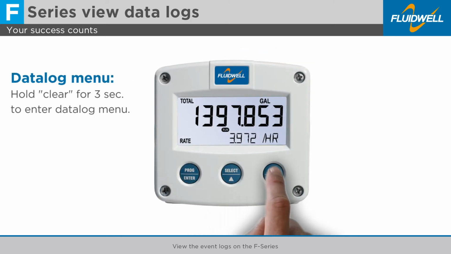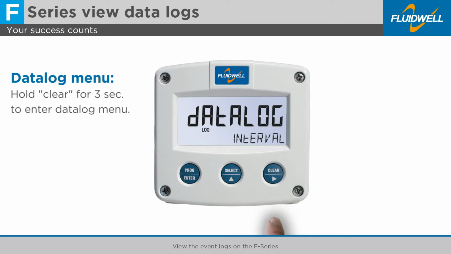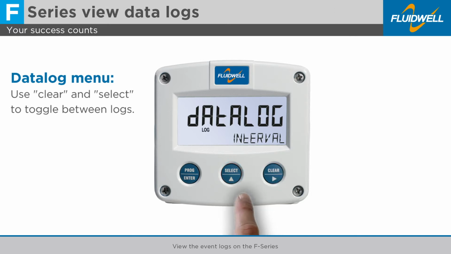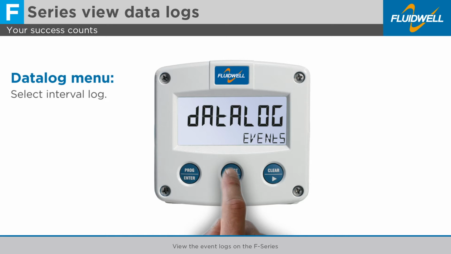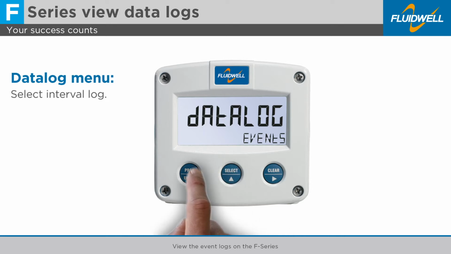Hold the Clear button for 3 seconds. The Data Log menu appears. Use Clear and Select to toggle between interval, daily, or events logs. Please select the event log by pressing Prog.